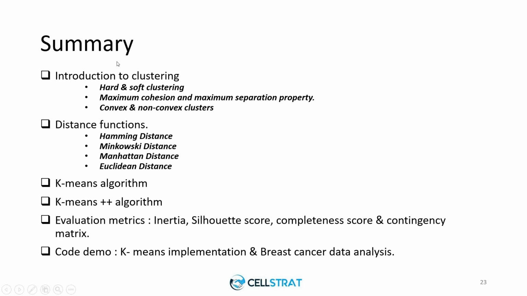Okay, if not, going to the summary. So we have covered what is clustering. We saw the different types of clustering, the hard clustering and soft clustering, and the properties of hard clustering: the maximum cohesion and maximum separation, the convex and non-convex clusters.